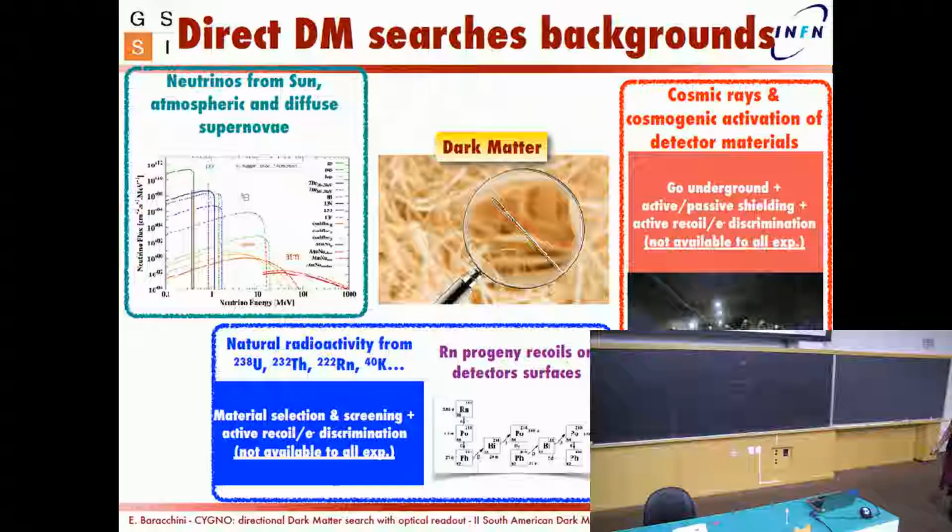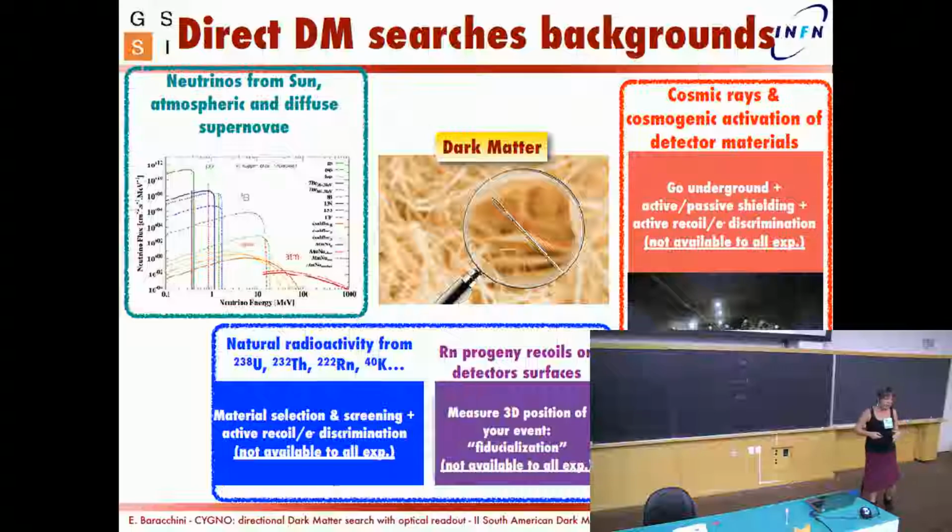You heard about this, but again, eventually you will need an active background discrimination, which again is not available to everybody. A very bad background also comes from what is called radon progeny recoils, or RPRs, which comes mainly from the detector surfaces. In order to reject this, you need what we call fiducialization. You heard about this again, and this is not available to every experiment, or in some experiments it is more or less efficient. We just heard that, for example, in xenon 1 ton, they need to give up nearly half of the volume in order to reject this kind of event, okay?